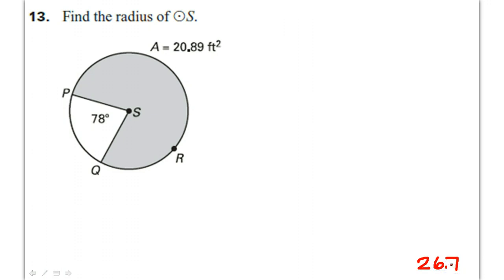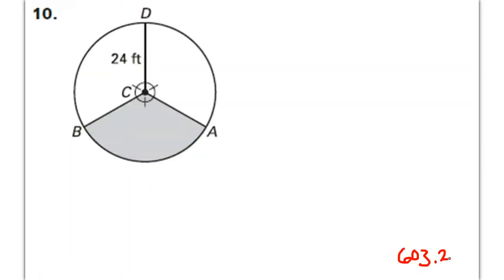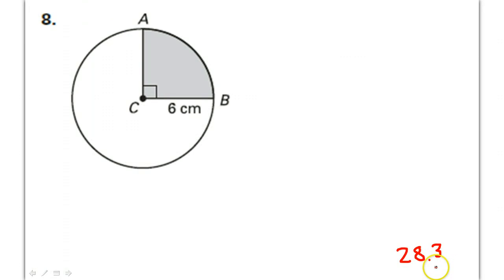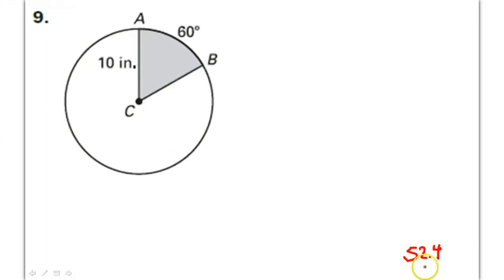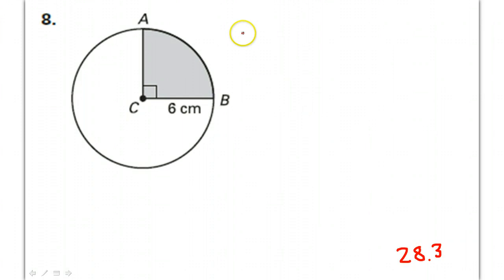Okay? Now, Ms. Street, which one do you need to see? Number 8 was 28.3. Okay, what's 52.4. You got it right? Okay, which one would you like me to do? 8? All right, take a look at number 8.